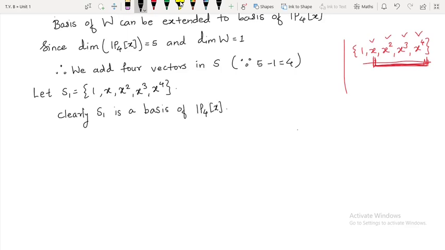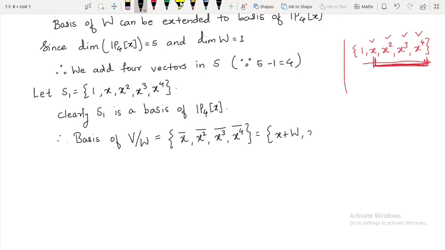So therefore, what is the basis of the quotient space? The basis of the quotient space V mod W is equal to, whatever vectors we have added, simply take bars of those: x bar, x square bar, x cube bar, x raised to 4 bar, or you can also write it as x plus W, x square plus W, x cube plus W, x raised to 4 plus W. That's all about this question.